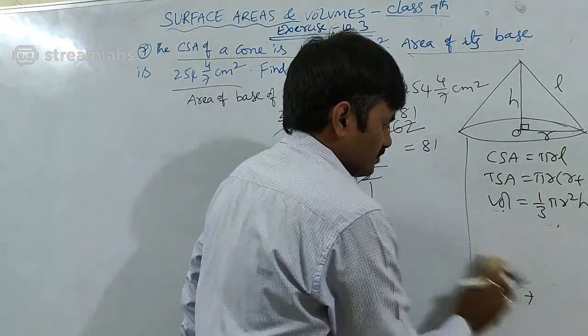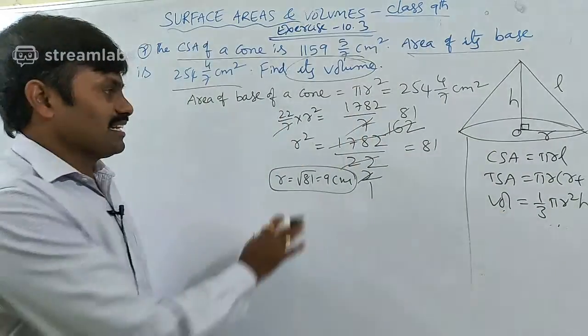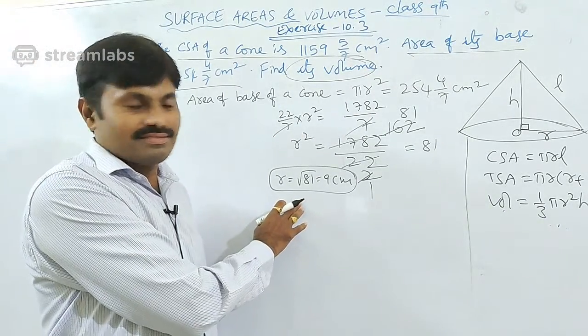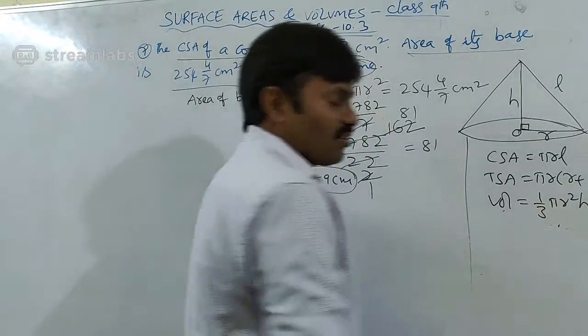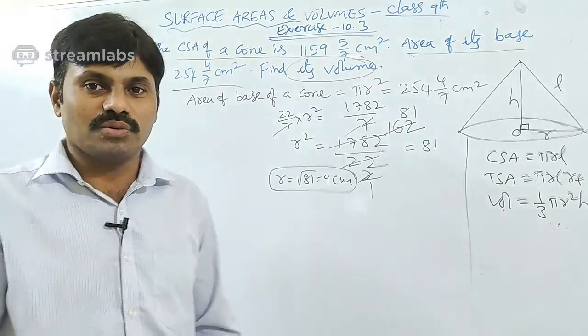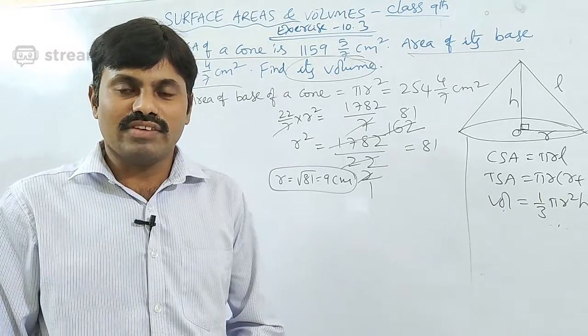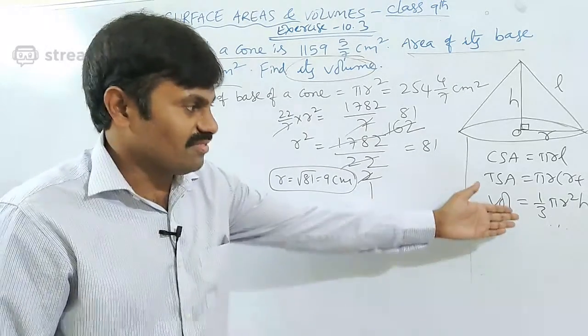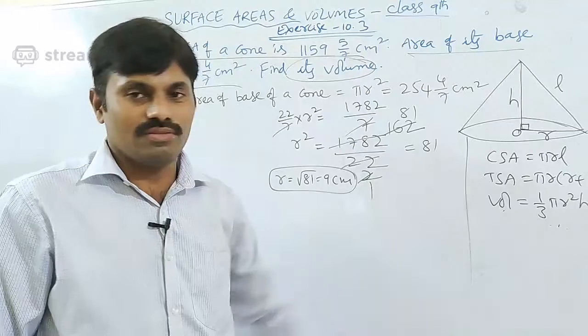I am erasing it. Is it clear? Now I have found the value of r. What do I have to find now? I should know the value of h. If I know the value of h, I can find out the volume of the cone.